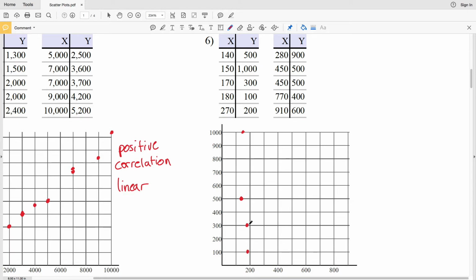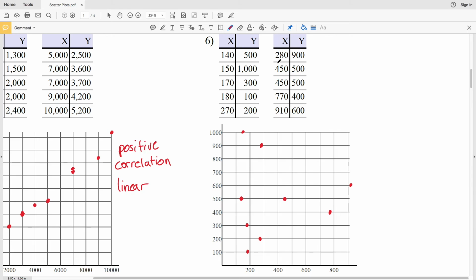And then 270, 200. So going to 270 in the x, which falls about here, and then 200 in the y. 280, 900. 450, 500. So directly in between 400 and 500 in the x, and then going up to 500 in the y. 450, 500 again. So we're plotting a point on top of that point we previously plotted. And then 770, 400, so approximately here in the x and up to 400 in the y. And then lastly 910, 600. So 910 is a little to the right of that x value of 900, and then we're going to go up to 600.